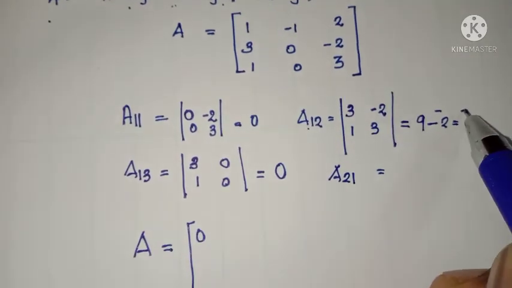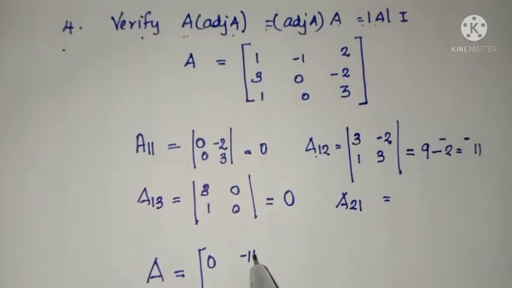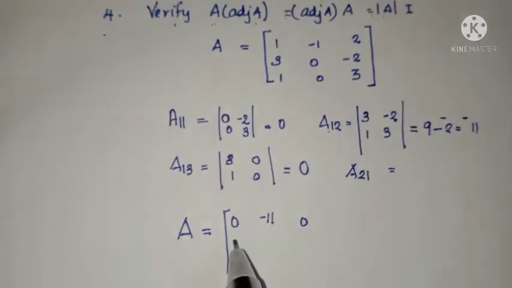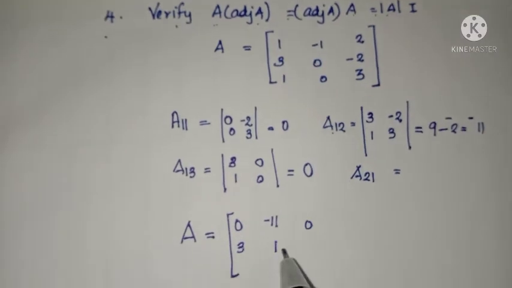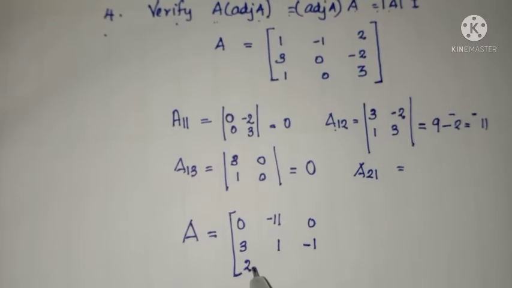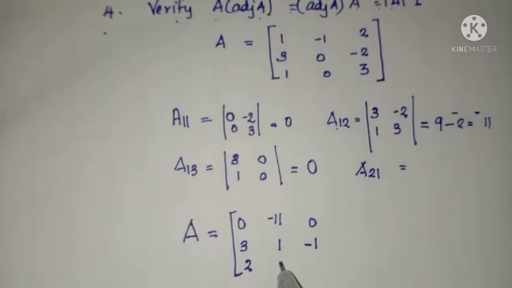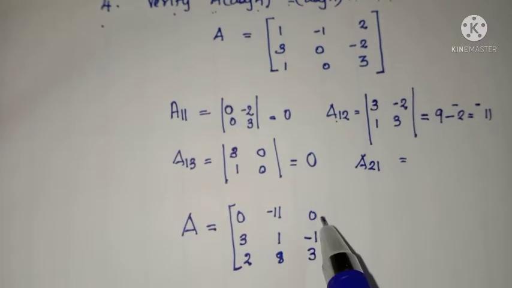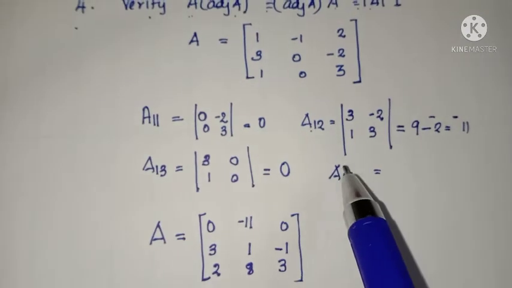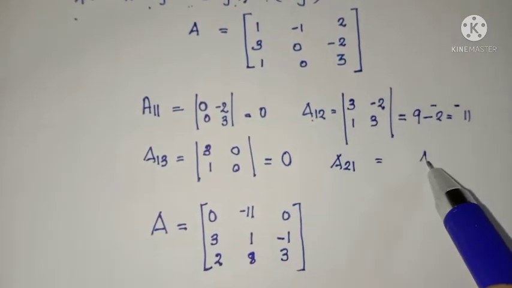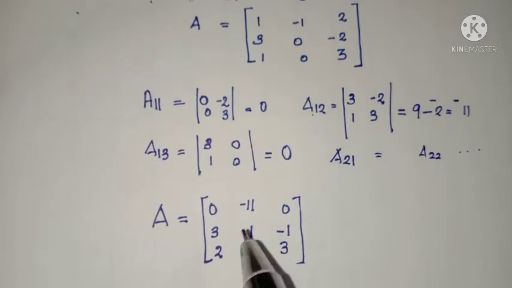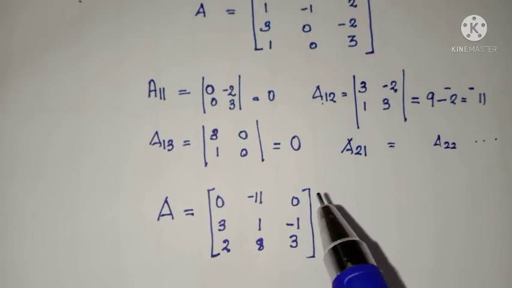A12, give negative sign to here, it is minus 11, 0, A21 is 3, A22 1, A23 minus 1, A31 2, A32 8 and A33 3. Okay. Listen children, you have to find all the remaining entries A21, A22, A23, A31, A32, A33. Anyway, this is the cofactor matrix.